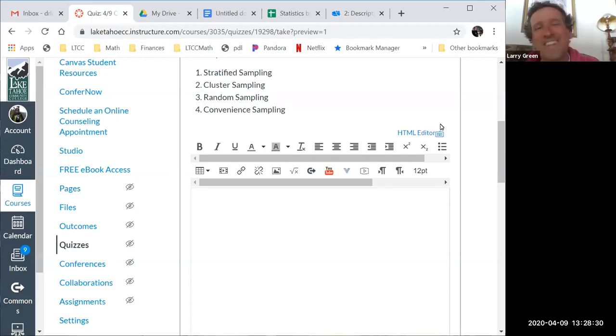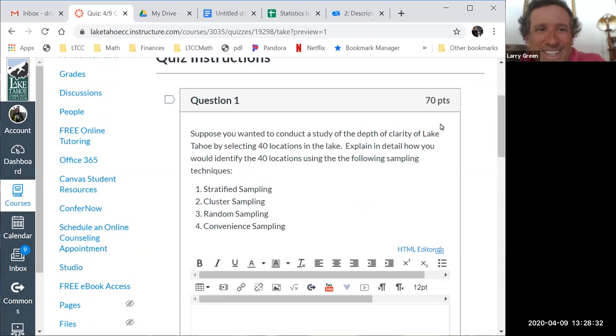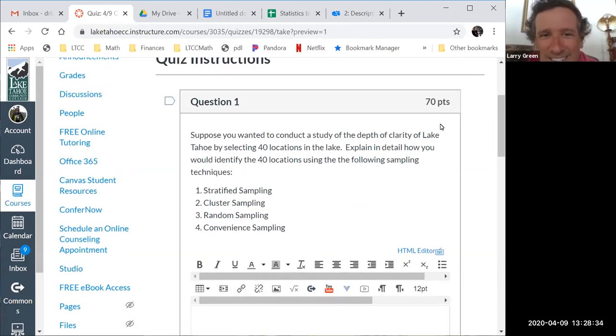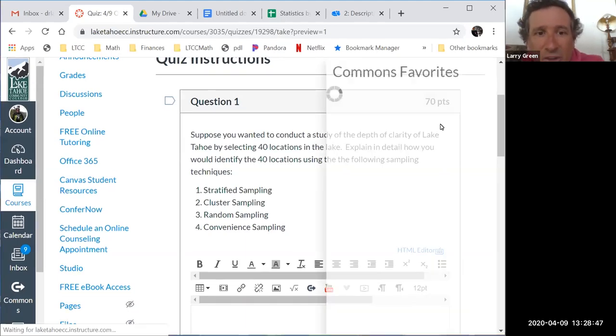Okay, so now we can talk about the quizzes. Again, suppose you wanted to conduct a study of the depth of clarity of Lake Tahoe by selecting 40 locations in the lake. Explain in detail how you would identify the 40 locations using the following sampling techniques. So, stratified sampling.